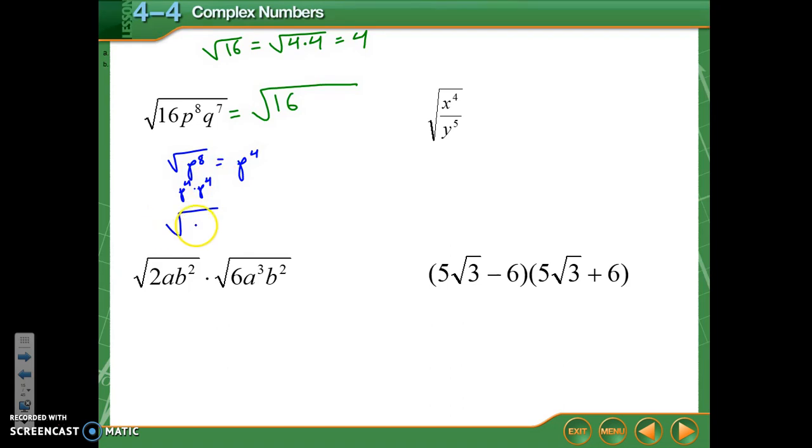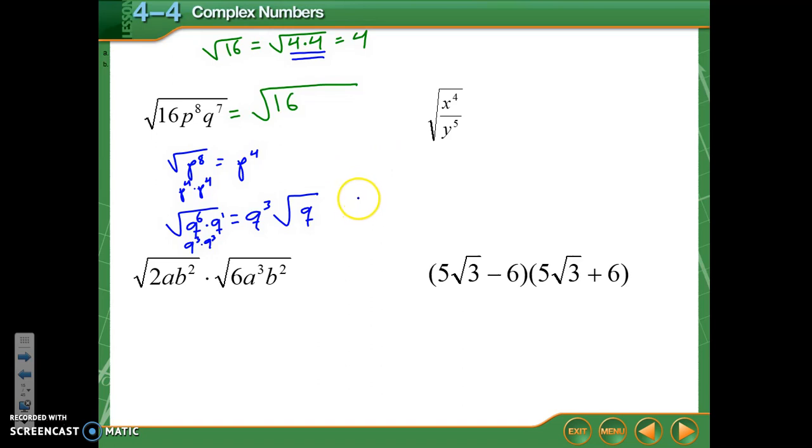But when I talk about q to the 7th, I don't have an even exponent. I have q to the 6th times q to the 1st, right? So the way that we would simplify this, well, the square root of q to the 6th is q cubed. Why? Because q to the 6th is q cubed times q cubed. But then this q to the 1st stays underneath the square root because it's not a perfect square. Basically, to have a perfect square, I have to have a set of two factors that are the same.